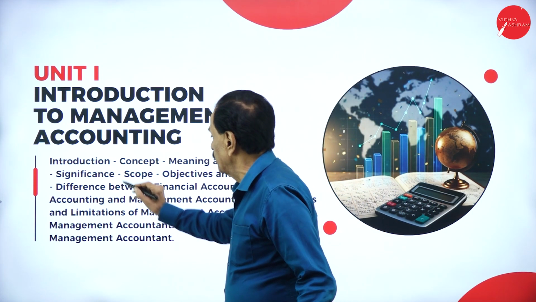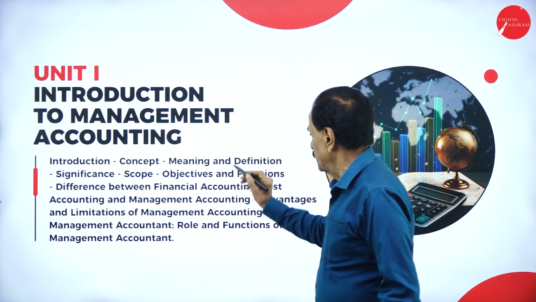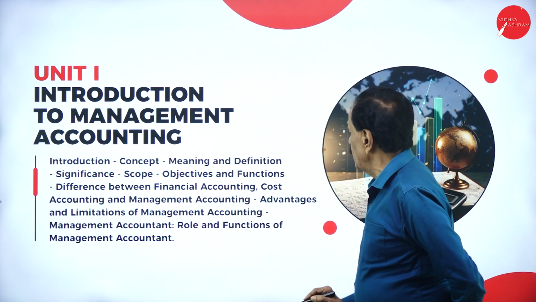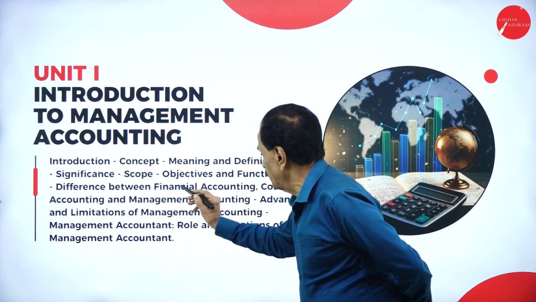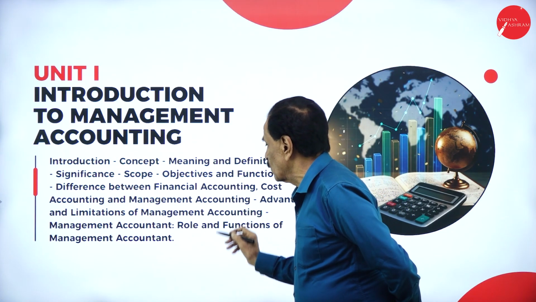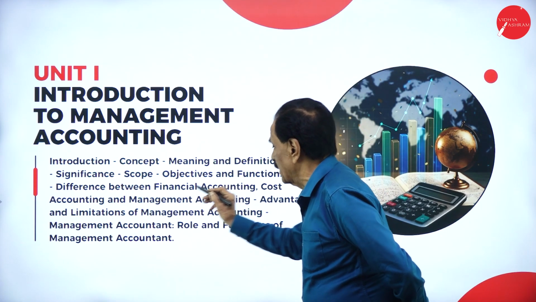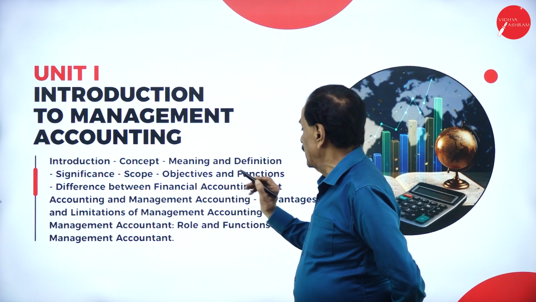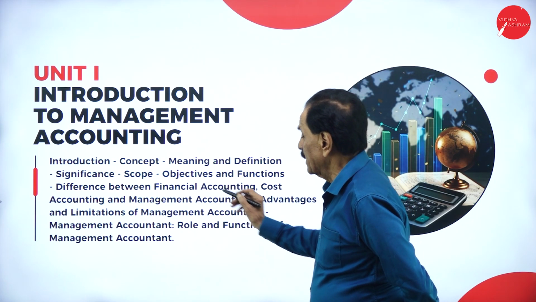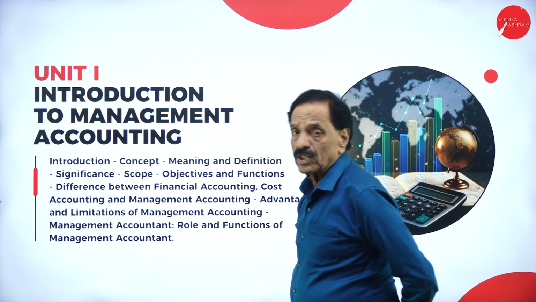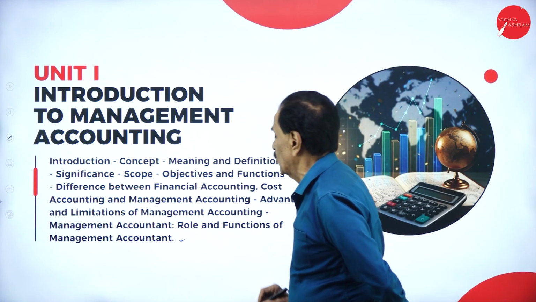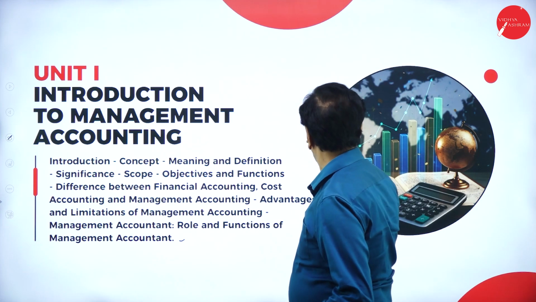Introduction to management accounting: the concepts, meaning and definition, significance, scope, objectives and functions, difference between financial accounting, cost accounting and management accounting. Generally, they will ask the question, difference between financial accounting and management accounting for 15 marks, and difference between management accounting and cost accounting for 10 marks. Advantages and limitations of management accounting, so this will be asked for 10 marks. Role and functions of the management accountant, so this will also be asked for a 10 marks question.